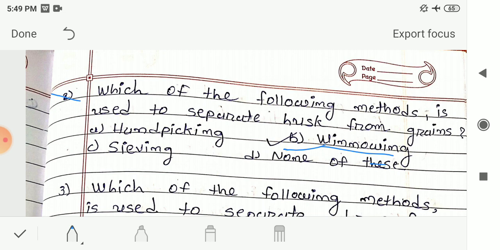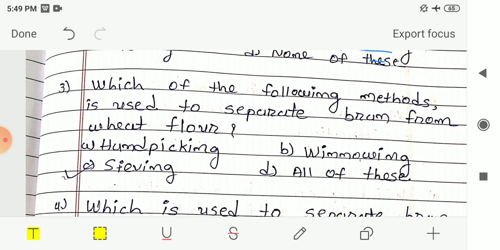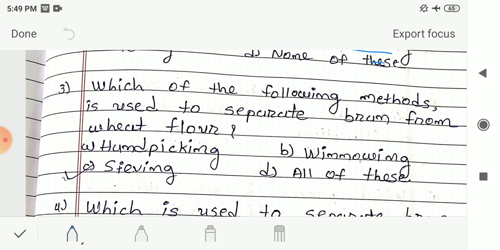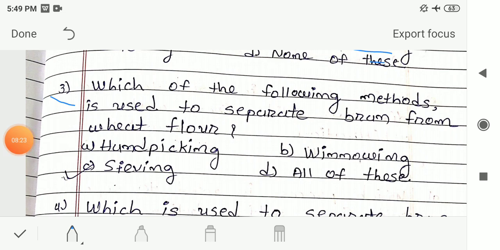So this is winnowing. Next is, which of the following methods is used to separate bran from the wheat flour? So here the bran means the outer covering, or you can say husk or stalk, from the wheat flour. How can we remove this bran from the wheat flour? The options are given to you, that is hand picking, winnowing, sieving and all of these. So sieving, option C, sieving is used to separate bran from the wheat flour, in which we are using the sieve.